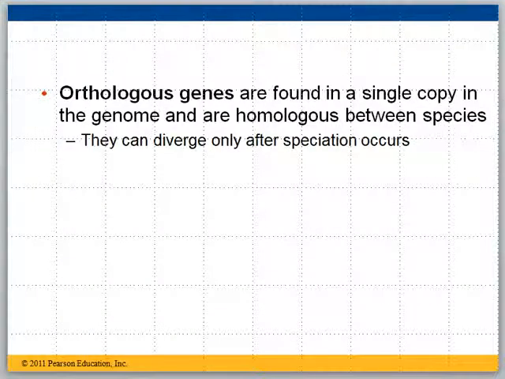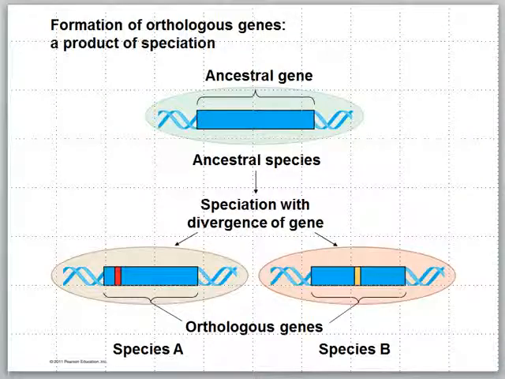One variety of genes that we can look at are called orthologous genes. Orthologous, like homologous. Orthologous genes are found in a single copy in the genome and are homologous between species. Man, that's like a tongue twister. Orthologous genes are homologous between species, and they can diverge only after speciation occurs. So let me show you a picture to kind of clarify what I'm talking about here. An orthologous gene would be basically one that gets passed down from the ancestral species to the species that diverged from it, and then there's likely to be a few changes.